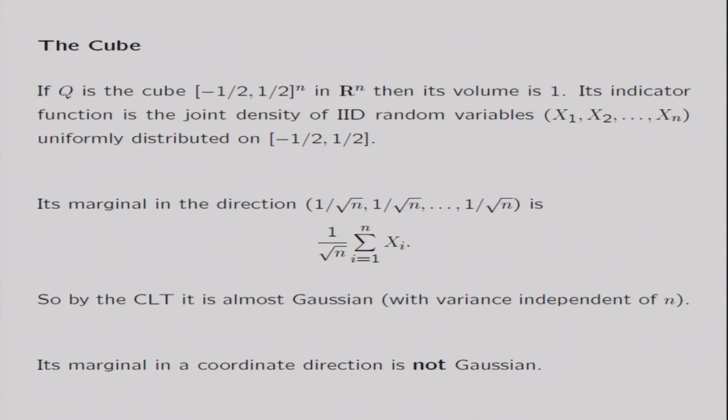Now, because it's a product, the indicator function of the cube is actually the joint density of independent random variables which are distributed uniformly. So if you look at the coordinates of a point in the cube, the coordinates are, of course, random variables. Each one is distributed uniformly on the interval. And because the cube is the product, these coordinates are independent as random variables. This is the typical picture of independence as being about multiplying. So the coordinates of a random point in the cube are IID, uniform random variables.